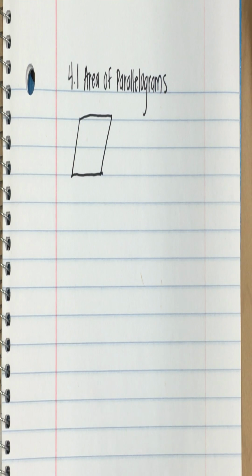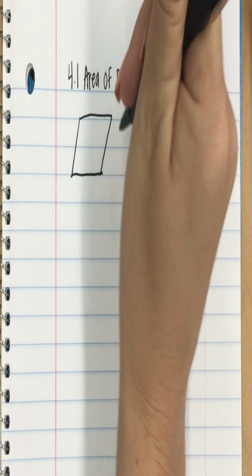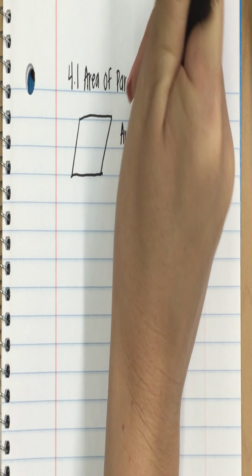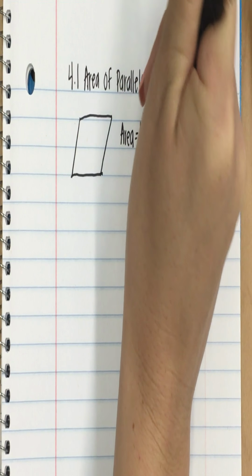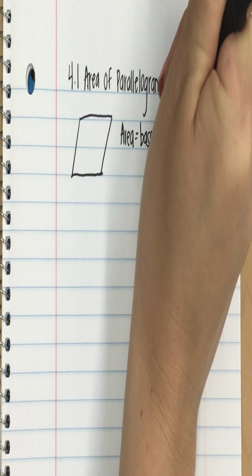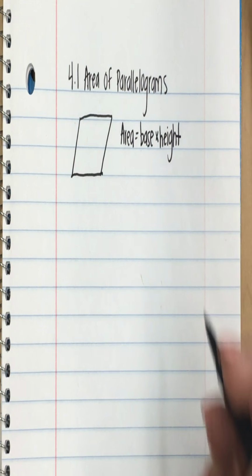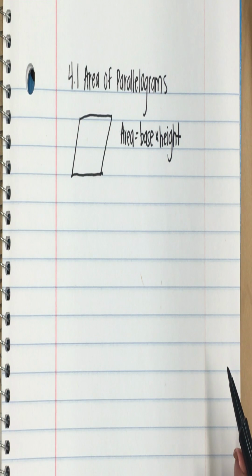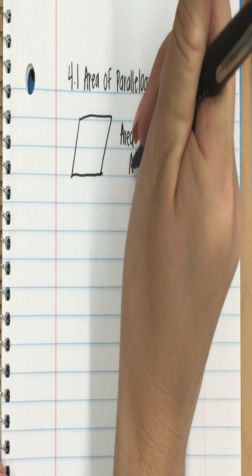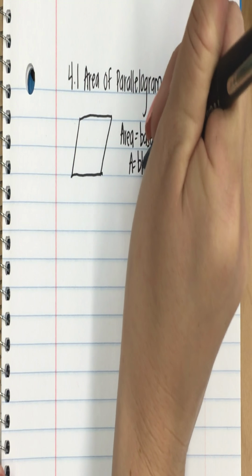So in order to find the area, we're going to have to know what the formula for the area of a parallelogram is. For a parallelogram, it's going to be area equals base times height. Now if we're writing that algebraically, it's going to be A equals B times H.